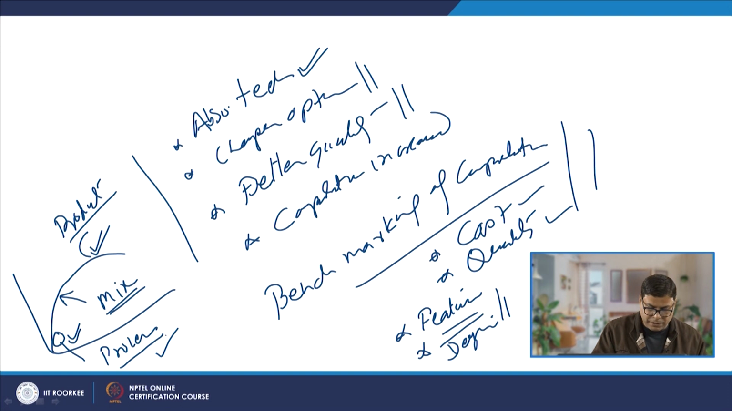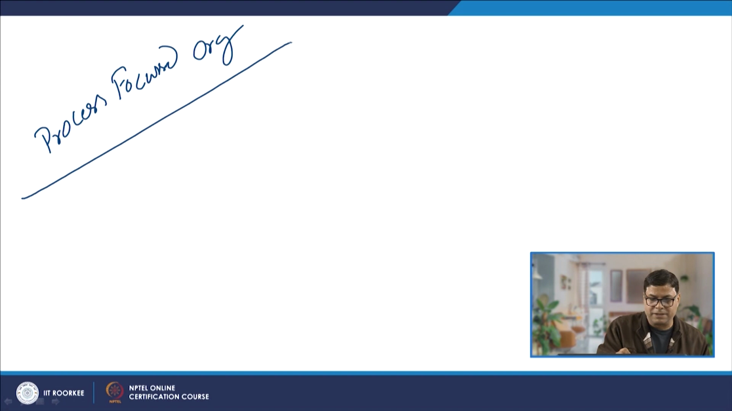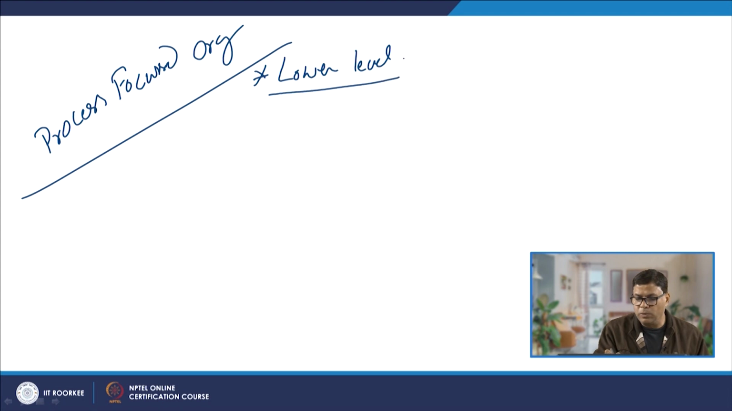So, we will be using the process focused organization for the initial stages, then the mixed or matrix type of organizational structure for the mixed product strategy, and then the product focused organizational structure for the standard products. So, these are the three types of organizational structures with regard to the manufacturing strategies. So, coming to the process focused organizational structure, there are different levels, say lower level. At the lower level in this organizational structure, basically we have the supervisors.